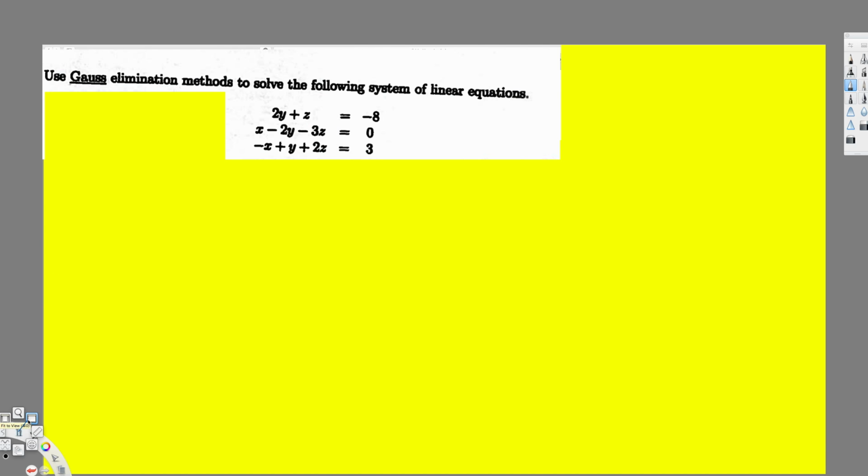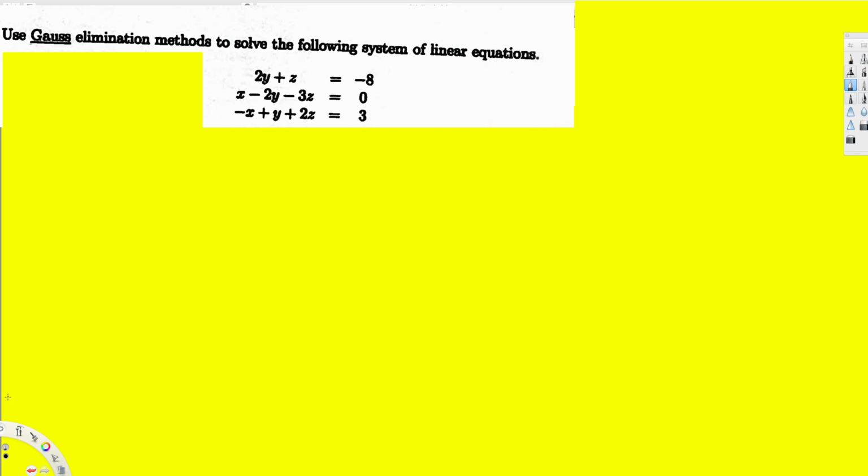Let's do this problem right here. The question is asking use Gauss elimination method to solve the following system of linear equations. So whenever they ask Gauss elimination, we have to bring this in an upper triangular format and then solve the equation. So in this case, let's copy the matrix down.